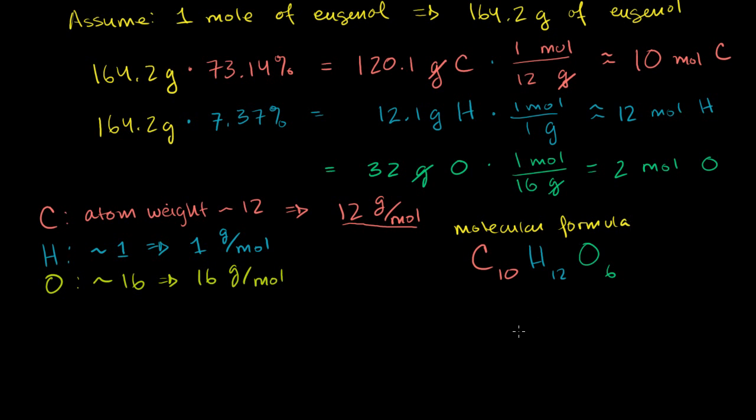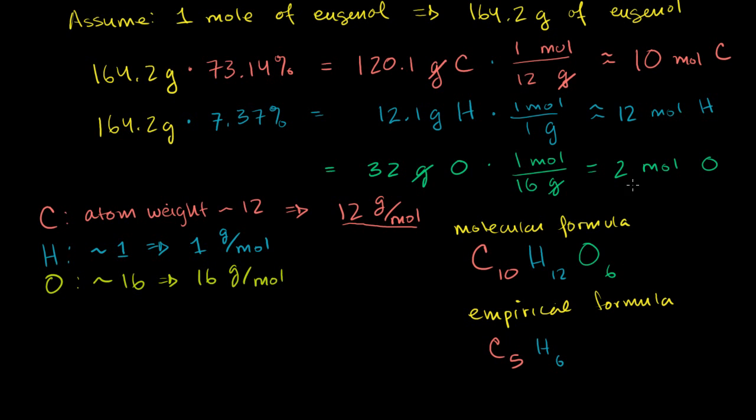And the empirical formula is essentially taking this ratio into the simplest terms. All of these have a common factor of 2. So for the empirical formula, we essentially just put this ratio in simplest terms. So we can divide all of them by 2. And you have 5 carbons for every 6 hydrogens.